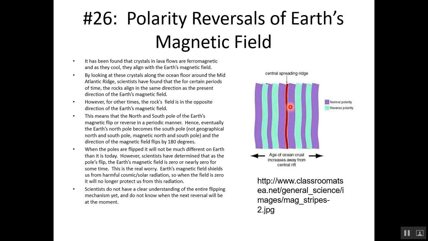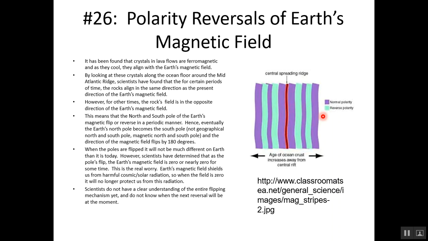Whatever the Earth's magnetic field is, if you look at the material there, it's in the same direction as the Earth's magnetic field. However, if you go a little ways away from here, remember it's spreading out from the middle, and you look at the magnetic field of the rocks there, it's in the opposite direction of what it is now. If you go a little ways away again, it's in the same direction. If you go a little ways again, it's in the opposite direction. So as you go further away from the center, you're going further back in time because the thing spreads out over time.